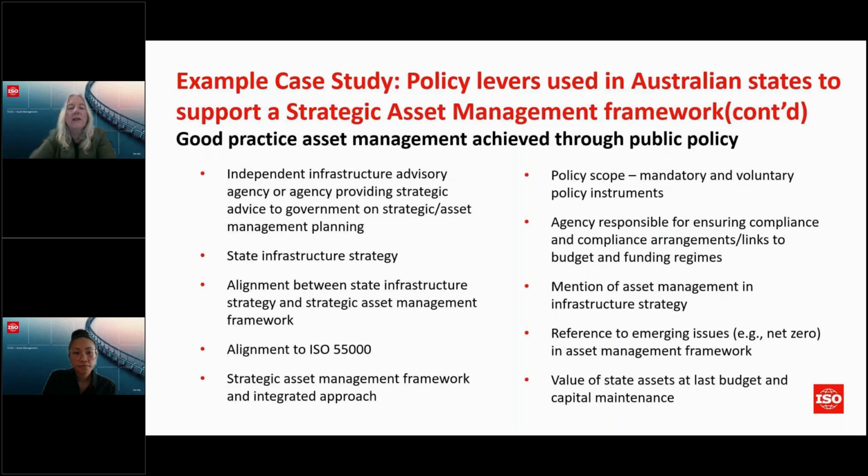And so what we see is that across Australia, there are various levels of maturity, so that those who are building their asset management and the ability to achieve strategic asset management frameworks had independent infrastructure advisory agencies, or agencies providing strategic advice to government on strategic asset management planning. So this change from central agencies and using budgetary arrangements to provide for infrastructure and asset management is a notable maturity level and a way to be able to highlight asset management and good practices within asset management.